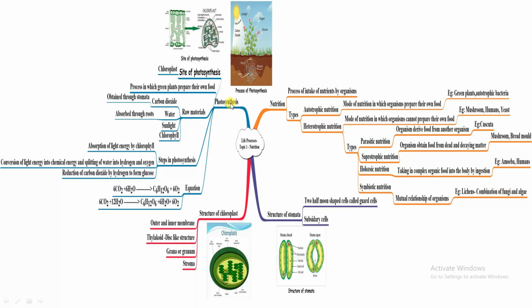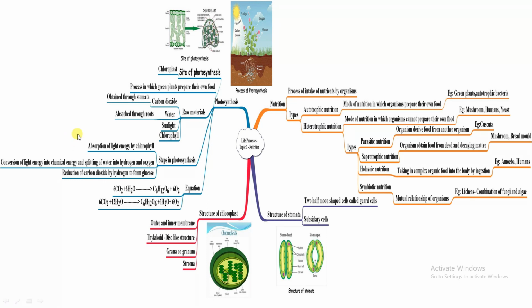Now coming to the process of photosynthesis. Photosynthesis is defined as the process in which green plants prepare their own food. The site of photosynthesis is a structure called as chloroplast. Now what are the raw materials required for photosynthesis? The raw materials required for photosynthesis are carbon dioxide, which is obtained through tiny pores called as stomata, water, which is absorbed through roots, sunlight, and a green pigment called as chlorophyll, which is present in structure called as chloroplast.